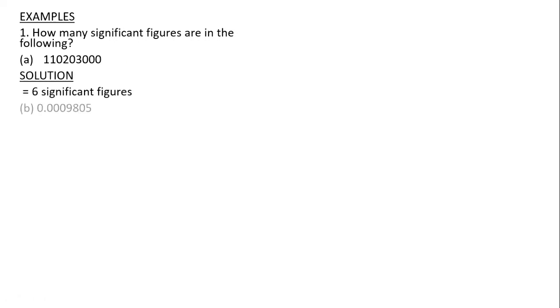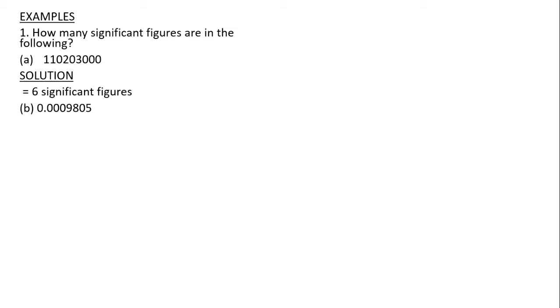Examples. How many significant figures are there in the following? We have those digits. How many significant figures are there? So we have 1 and 1, which is significant. That 0 is significant because it is in between two non-zero numbers. That 0 is significant. The 3 is significant. The 3 zeros at the end are not significant. So this has 6 significant figures.